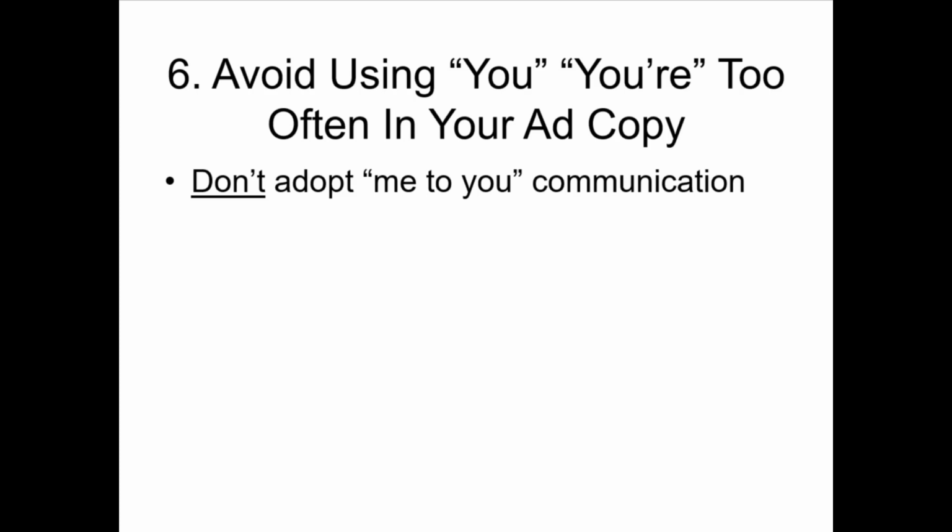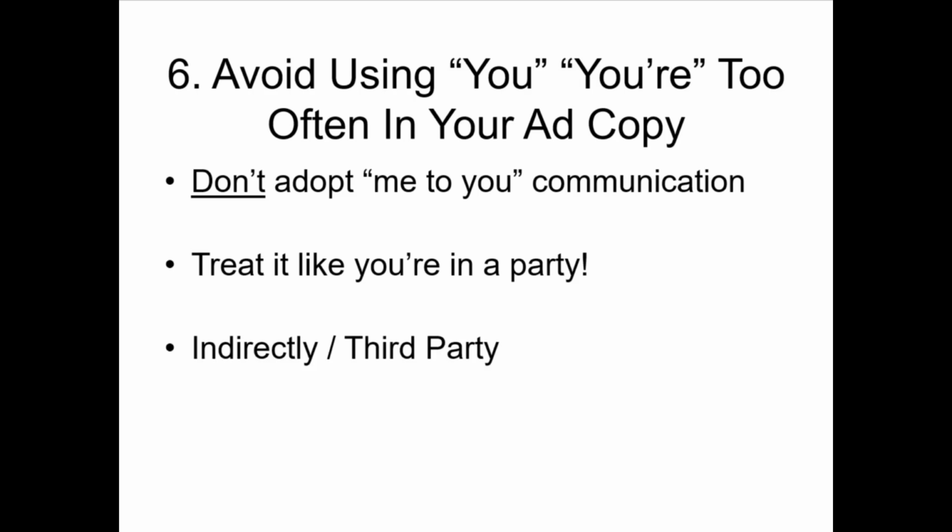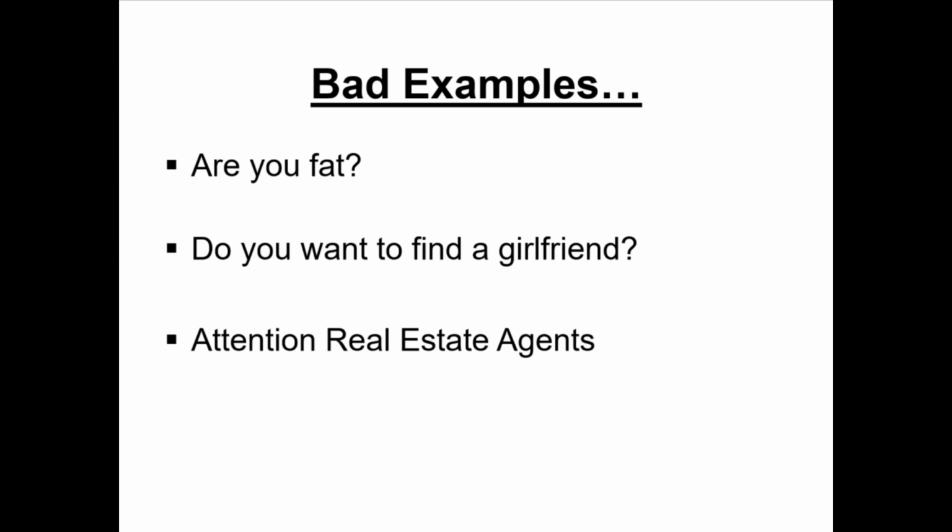So you don't want to be adopting a me-to-you communication. You have to treat it like you're at a party. So when you write, you want to be indirect or speak in a very third-party manner. I'm going to give you some typical bad examples that people write very directly, like, are you fat? Okay, so you don't want to be starting off like that. Or are you facing this problem? You don't want to start off like that. Do you want to find a girlfriend?